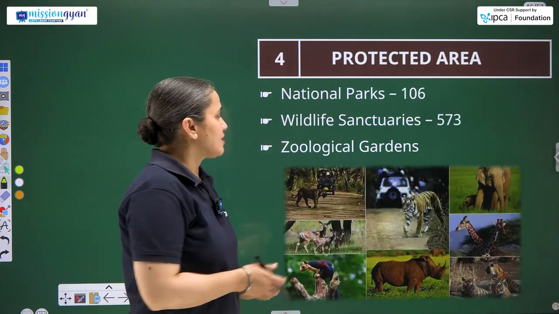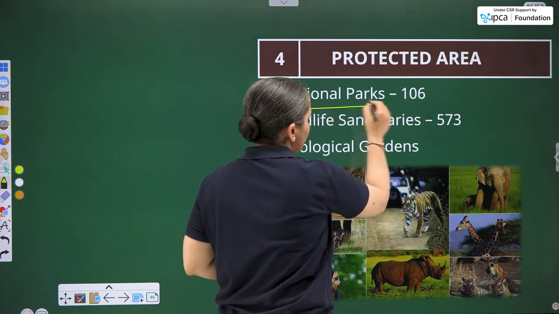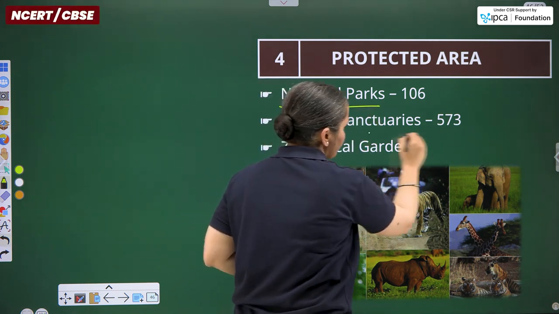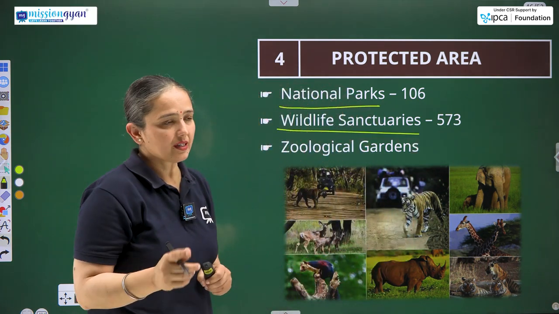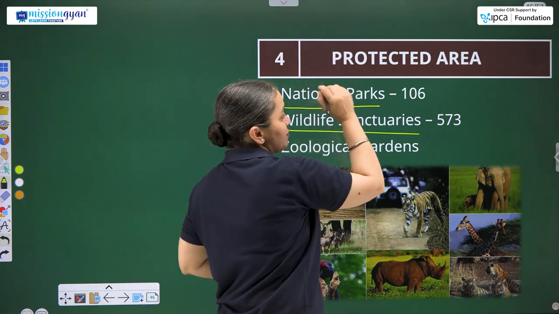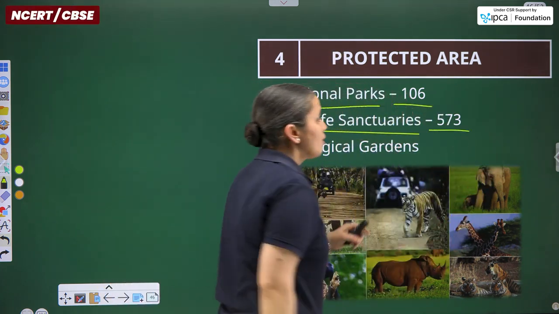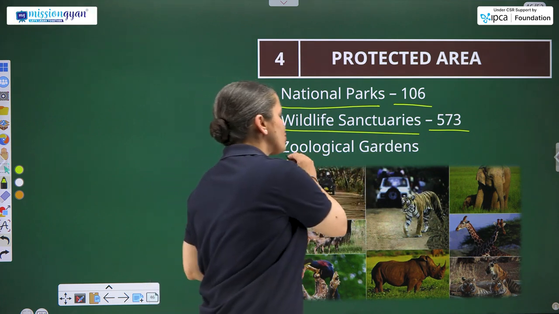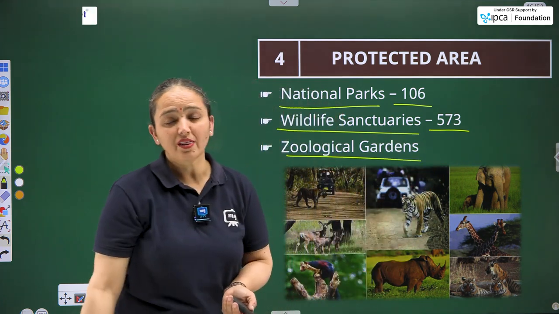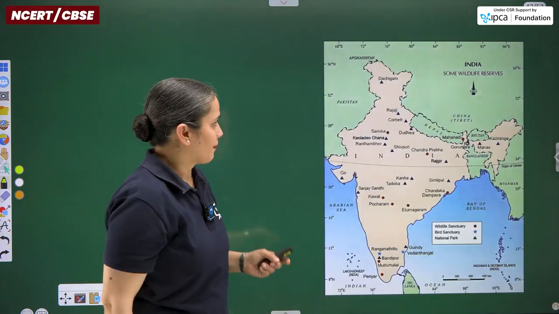Lastly, protected areas. National parks have been established by the government. Wildlife sanctuaries have been established by the Indian government. So, the count of national parks is 106 and the count of wildlife sanctuaries is 573. Along with them, zoological gardens are also established by the Indian government.